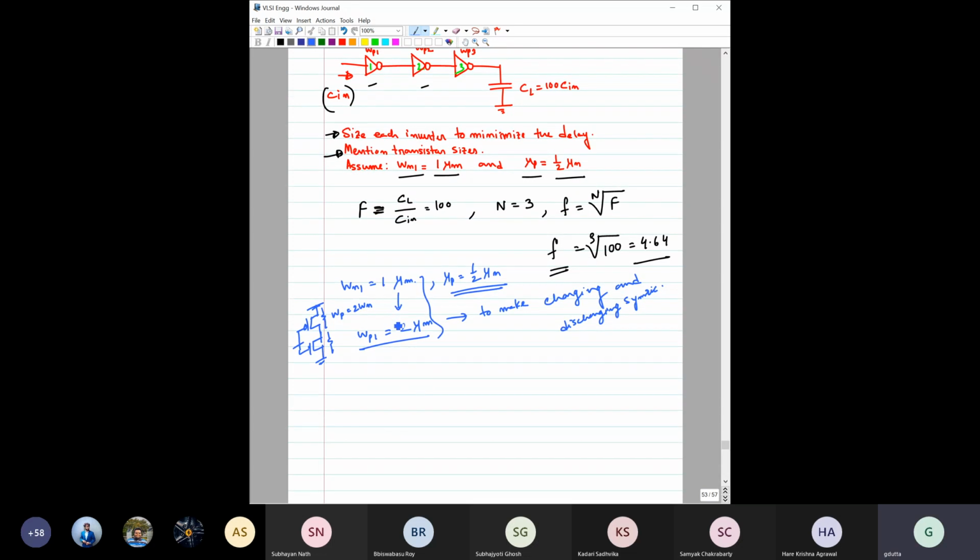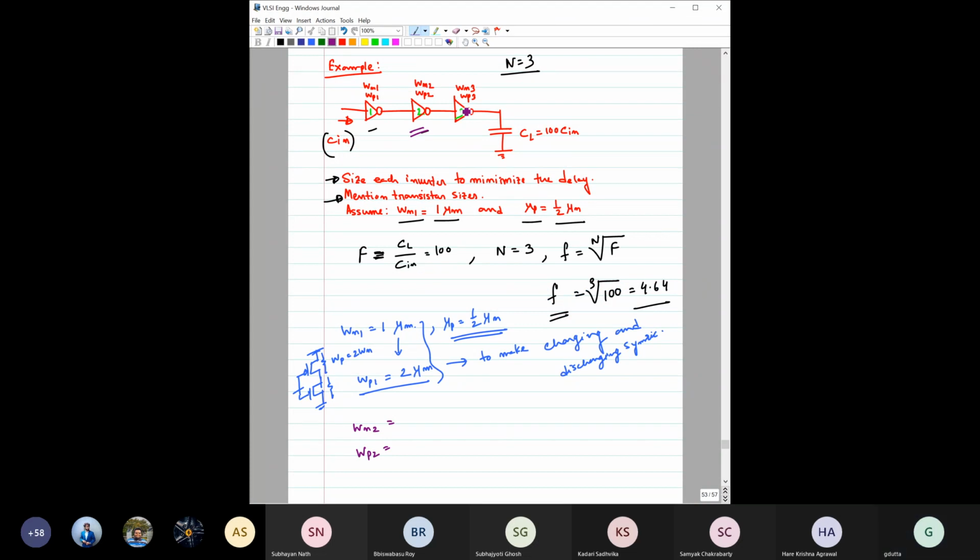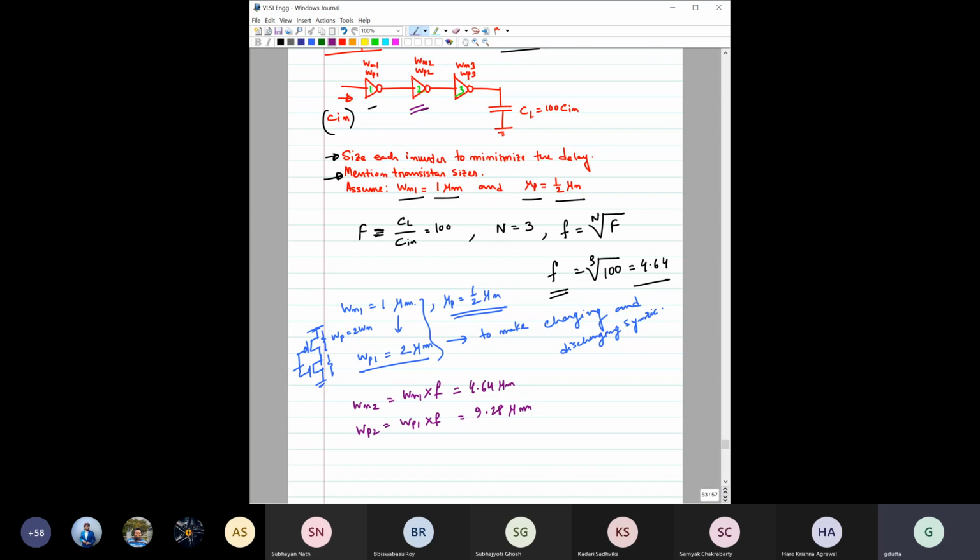So then if this is true, we also need to find the values of WN2. Can you help me in finding WN2 and WP2? What should be the width of this NMOS for the second stage? It would be WN1 into F, and WP1 into F, right? So it will be 4.64 micrometer. This would be 2 times of this, 9.28 micrometer, right?